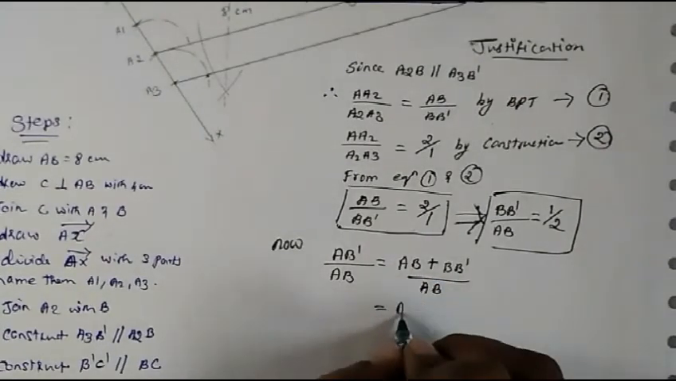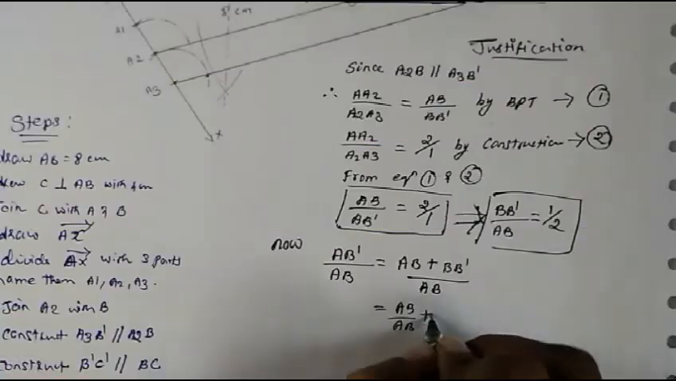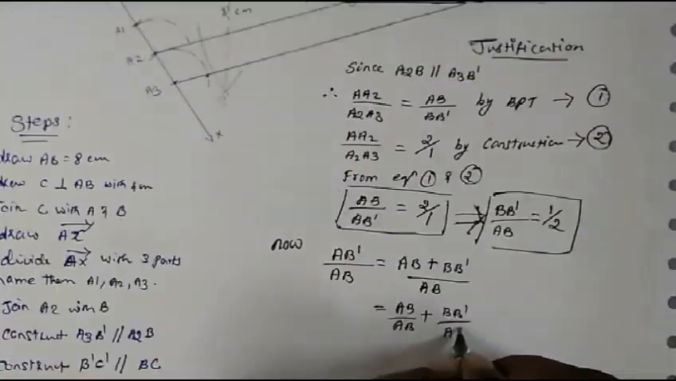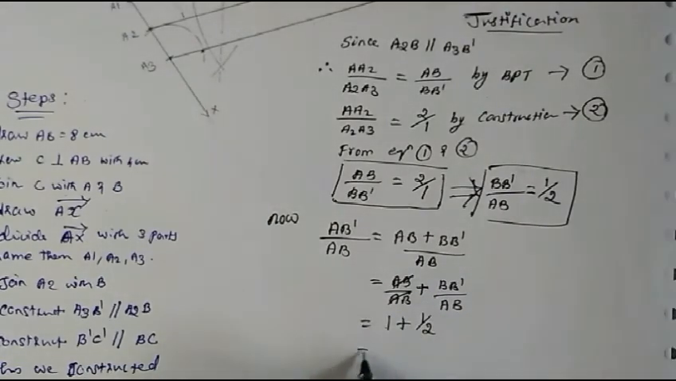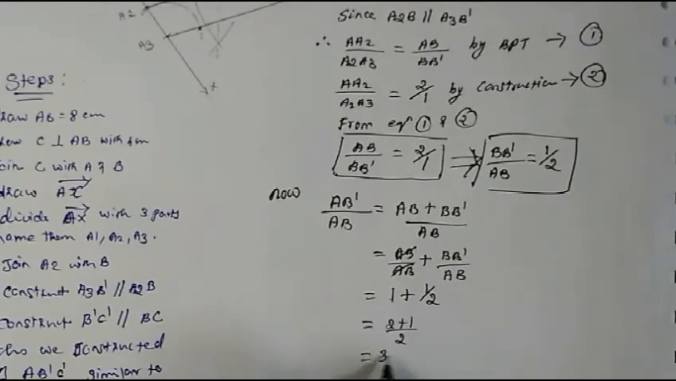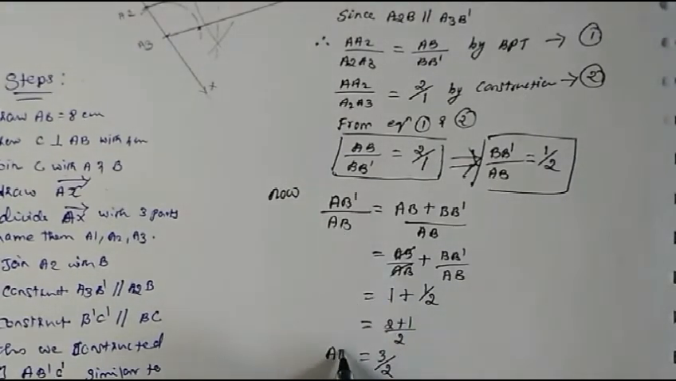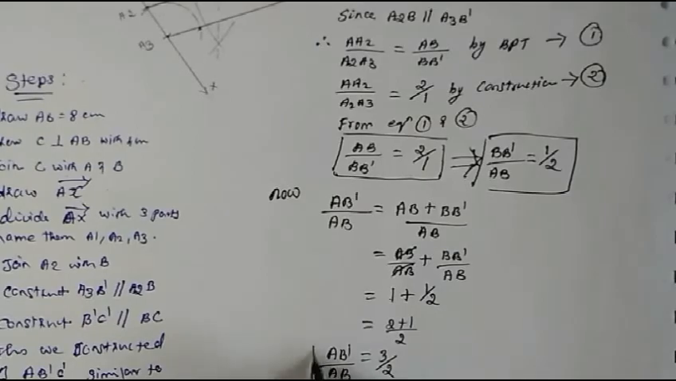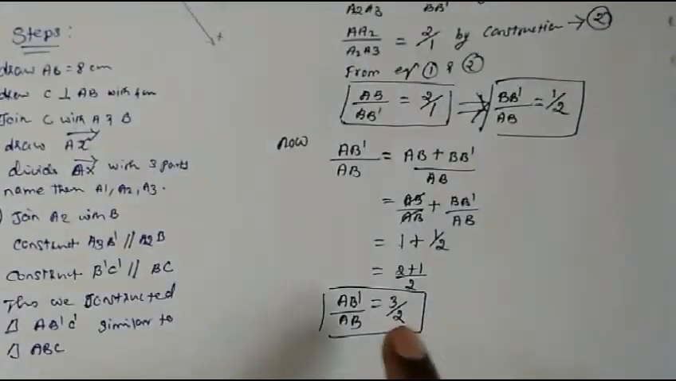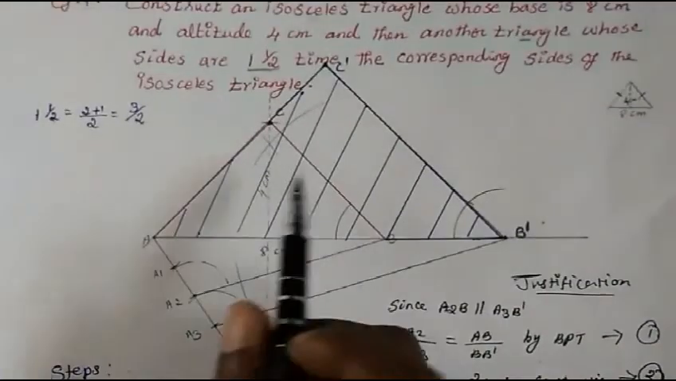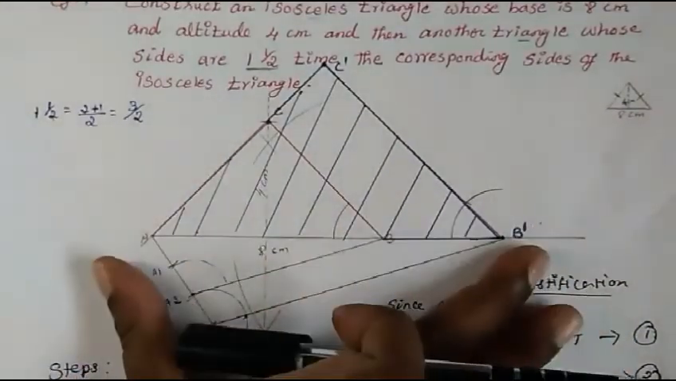Now let us write this separately: AB upon AB plus B dash upon AB. So this gets cancelled and we have 1. This is actually 1 upon 2. So take the LCM: 2 plus 1 upon 2, that is 3 upon 2. That is AB dash upon AB. So we have proved that AB dash upon AB is 3 upon 2. So one side we have proved.